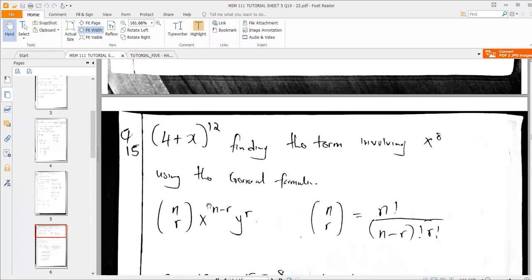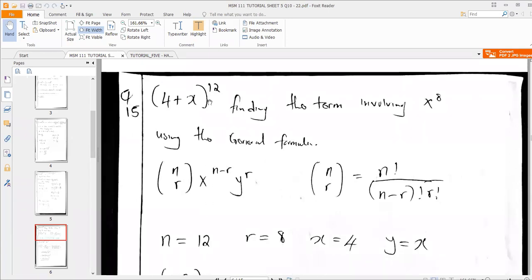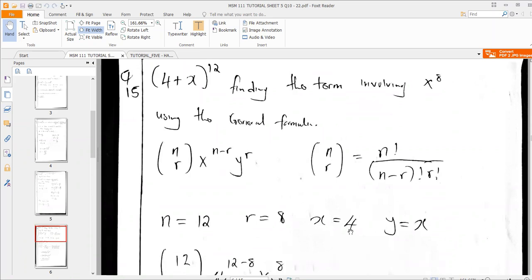So now when you know this part here, we just substitute, isn't it? Where there's n, it's 12, right? Then our r here, we've been told to find the term involving x to the power 8, right? So you know that our r will be what? It will be 8, isn't it? Because y here is representing our x, so when we put 8 here, we have x to the power 8, isn't it? Then here our x is what? Our x is 4, right? x is equal to 4. Then y is equal to what? Our y is equal to x here. So we just substitute in this general formula of ours.